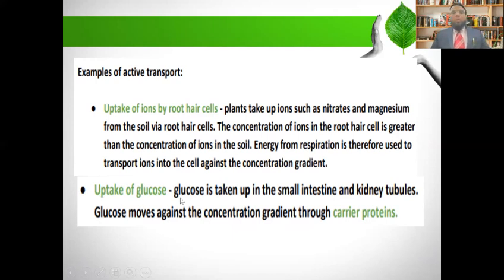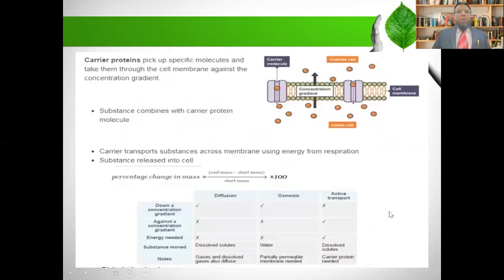Another example is the uptake of glucose. Glucose is taken up in the small intestine and kidney tubules. Glucose moves against the concentration gradient through the carrier protein. Now see here, the carrier protein. Again, you can see here the structure of the cell membrane, and these carrier proteins facilitate taking the substance inside the cell. The substance combines with the carrier protein molecule, as you can see in the diagram. The carrier transports substances across the membrane using energy from respiration, and substances are released into the cells.